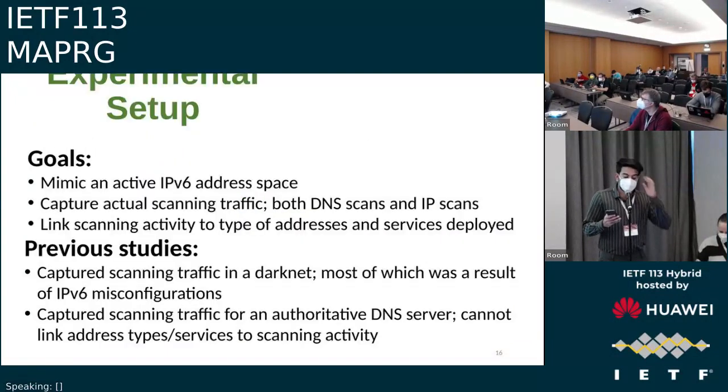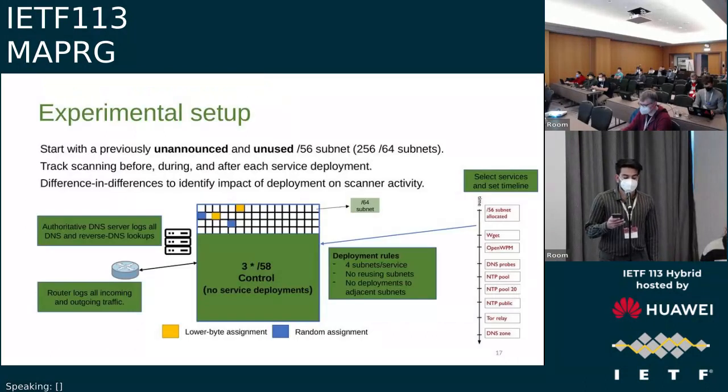Now I'll talk a bit about the experimental setup. There were a few goals we had in mind, which were motivated by previous studies that were trying to study scanning in IPv6. Most of them were based on studying IPv6 scanning in darknets, or from the vantage point of an authoritative DNS server. The problem was that most of the scanning activity they got was a result of IPv6 misconfigurations, or they could not link the activity inside the IPv6 address space to the scanning activity that came in. So for this experiment, we wanted to mimic an active IPv6 address space, capture actual scanning traffic, so nothing from misconfigurations, and link scanning activity to the services that were deployed in this IPv6 address space.